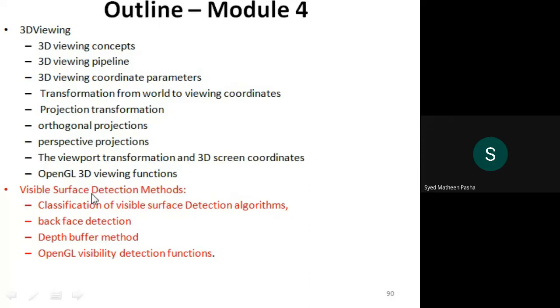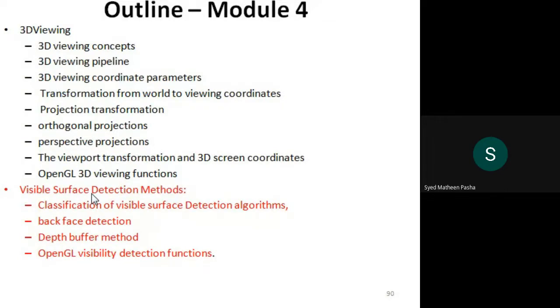So now we'll move on to the next topic of your module 4, that is visible surface detection methods. What is this visible surface detection method? Can someone tell by looking at the name, what is visible surface detection? No? Okay. If I want to tell, in this visible surface detection, we will be studying some of the algorithms with the help of which you can classify the surface of the area.